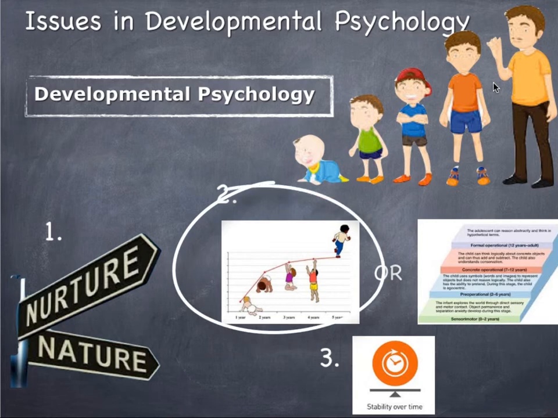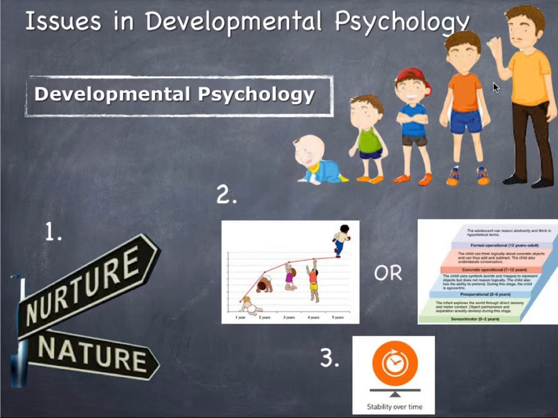Secondly, we look at continuous development in stages. When we see how we grow up over time, is it done in stages, or is it just a long, steady, continuous growth curve? And then thirdly, to what extent are personal characteristics stable over time? Is who you were as a child really just who you become as an adult, just a grown-up version of yourself? That's part of what developmental psychology wants to tackle.